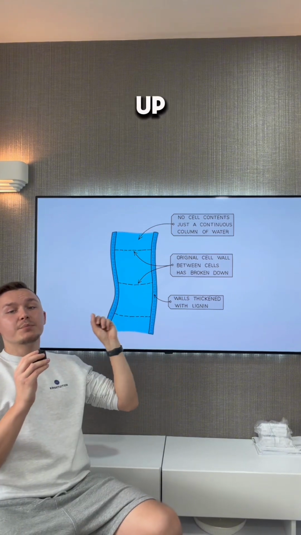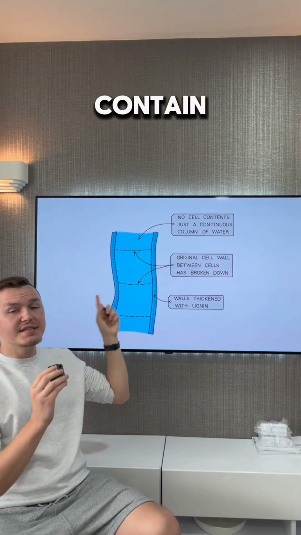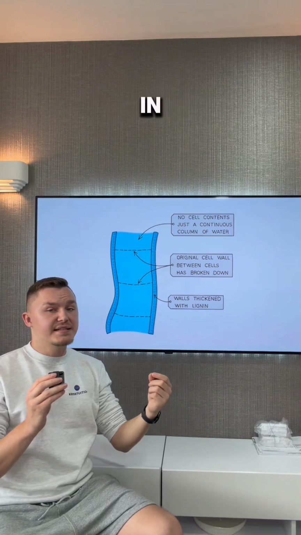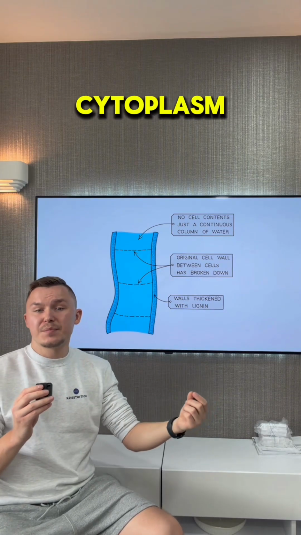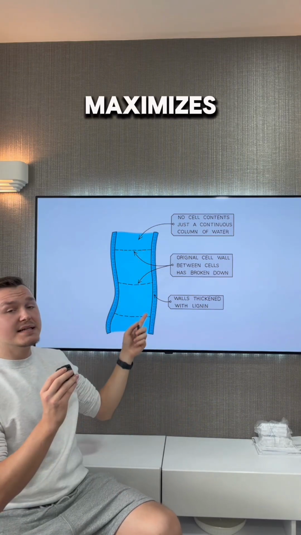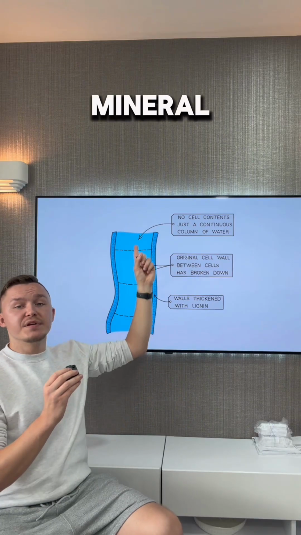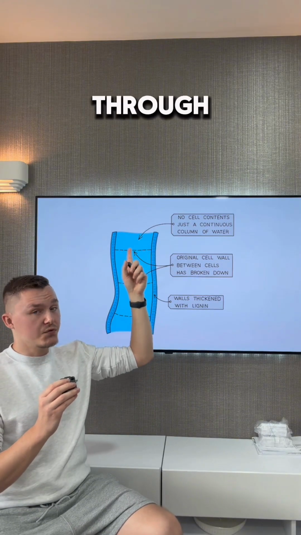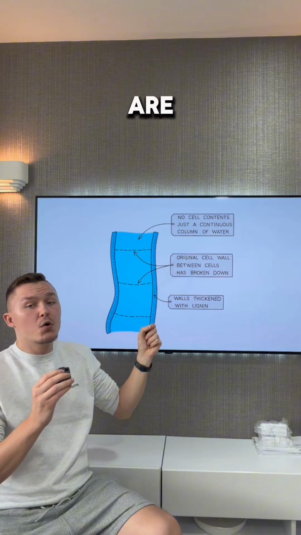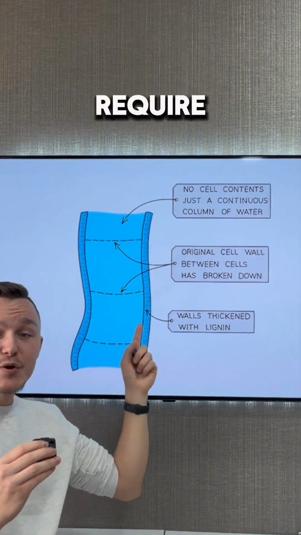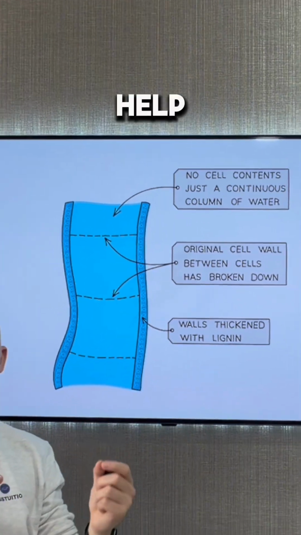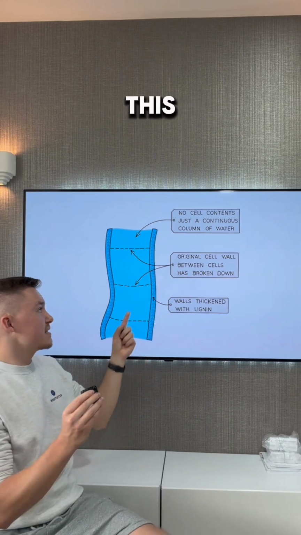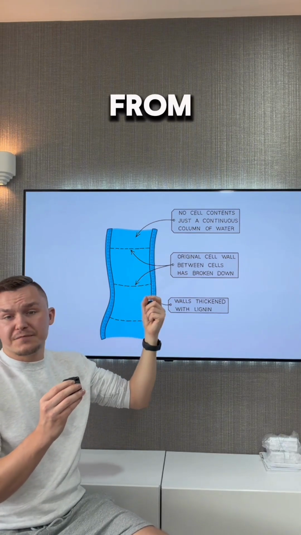And xylem are made up of dead cells, meaning they don't contain the organelles that you'd expect in a living cell, and they don't contain the cytoplasm either. This maximizes the amount of space available for water and mineral ions to be transported up the plant through the xylem, but it means that they are weaker, which means that they require lignin to help structurally support this vessel and avoid it from collapsing.